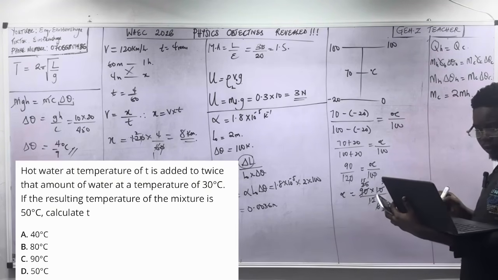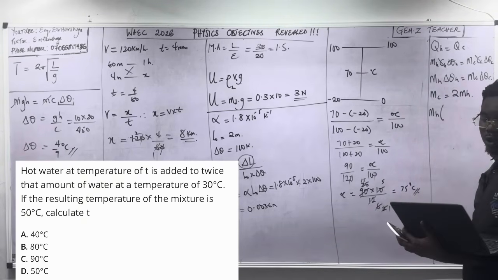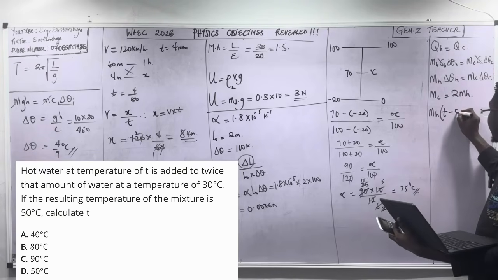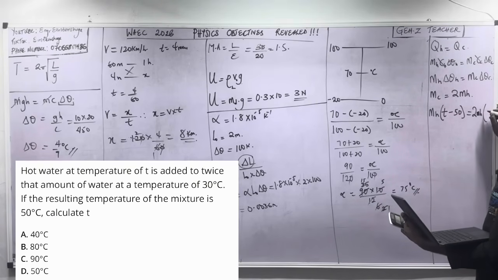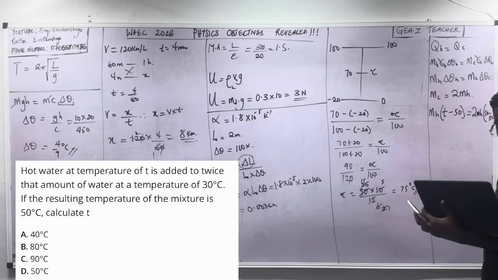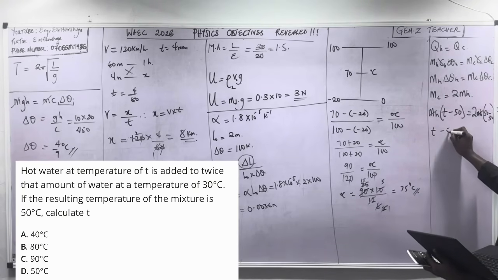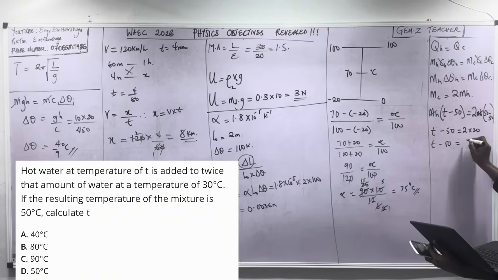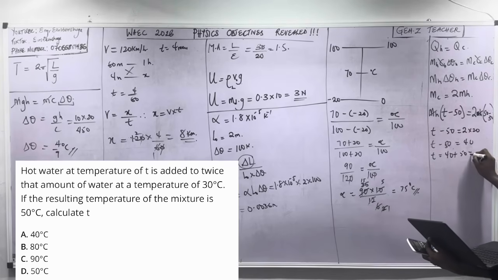From that we're going to solve the question quickly. MH remains MH. The temperature change for the hot will be the temperature of the hot minus the temperature of the mixture. MC is 2 MH, and the one for cold is the temperature of the mixture minus the temperature of the cold, which was 30 degrees in the question. So solving that, MH takes out MH: T minus 50 equals 2 times 20. So T minus 50 equals 40, and we can say T should be 40 plus 50, and the answer should be 90 degrees Celsius.